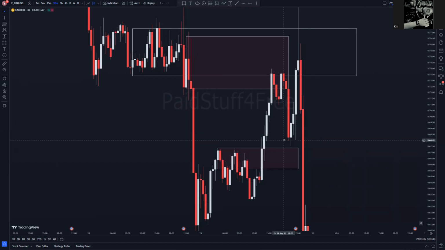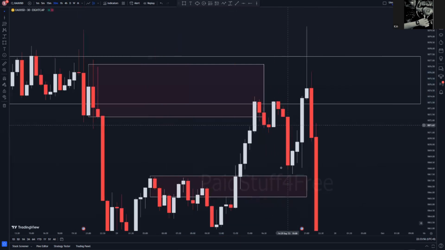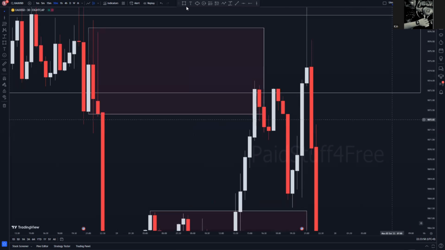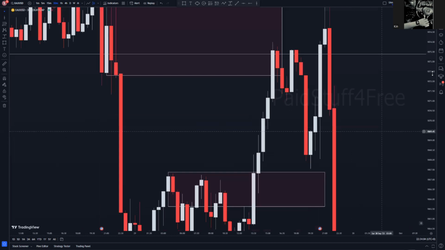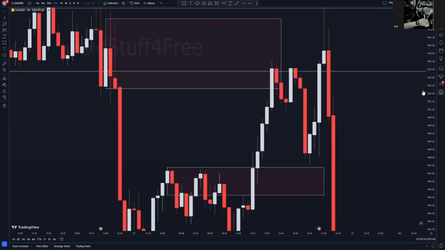Okay, let me ask. Why did the price make a pullback? Exactly. Good one. So look over here. Why did the price make a pullback? Because we can see like this new zone, where the buy roadblock is. Okay, brothers, let me ask you. Did the price touch the roadblock before the price started to go up?